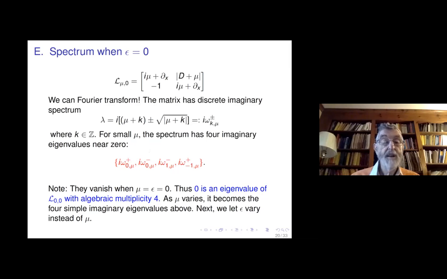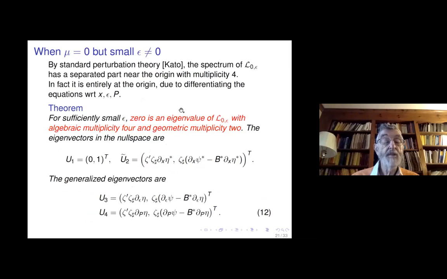But that's not good. We have to take epsilon non-zero. So that's the next thing. First we consider epsilon non-zero and mu equals 0. But it turns out that when mu is 0, we still have a multiplicity 4 spectrum. There's still a 4-dimensional generalized null space, and it's more or less explicit.